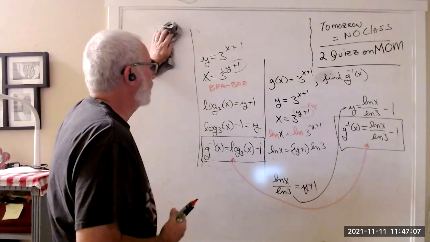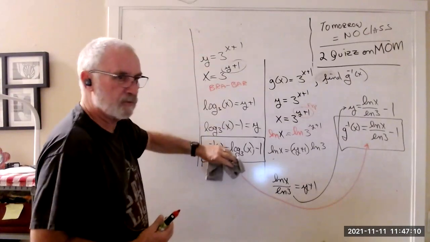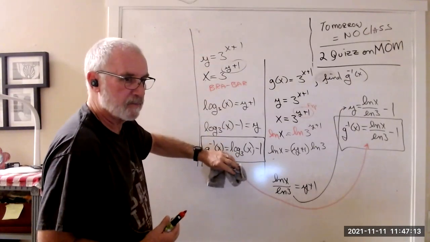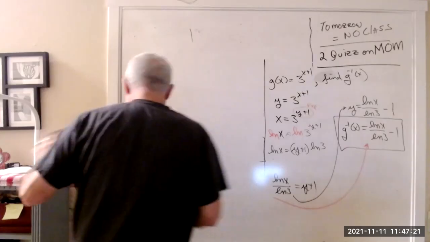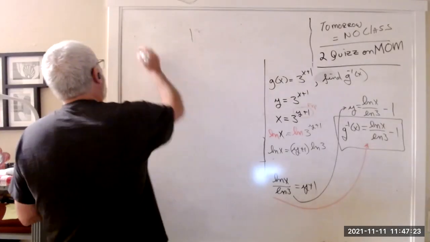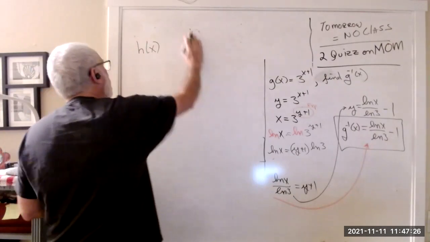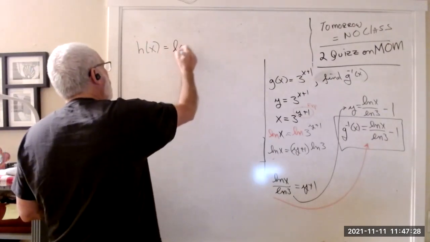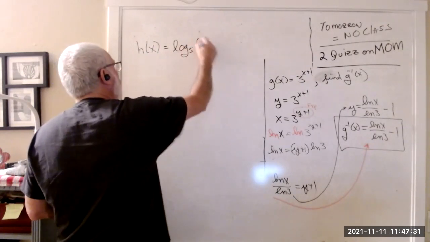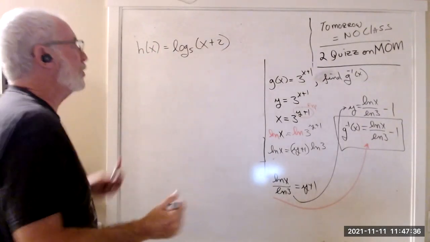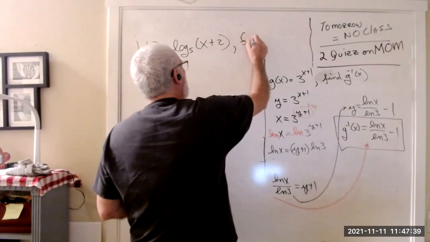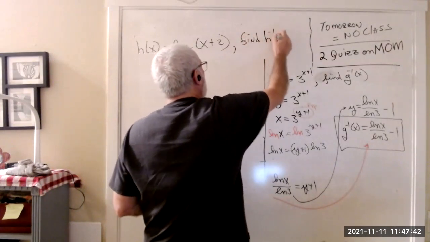Okay. All right. Can I erase at least this Bra-Bar example? Is everybody okay with that? Okay. Don't hear anybody yelling. I'll leave this one up. So suppose we had h of x, a new function, equals log base 5 of x plus 2. And I want you to find h inverse of x.